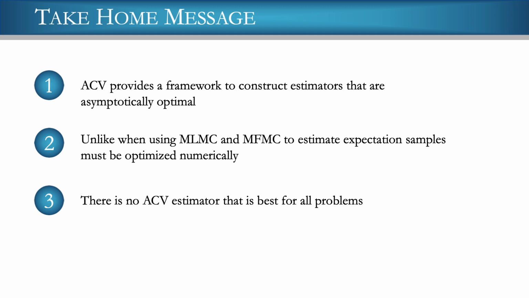Today I made 3 main points. 1. Approximate Control-Variate Monte Carlo provides a framework to analyze existing estimators and construct new ones. 2. In general, the optimal size of the sample additions that minimize the variance of an ACV estimator must be computed numerically, but there are some cases where analytical solutions can be derived. And 3. Finally, no one type of ACV estimator is best for all problems.